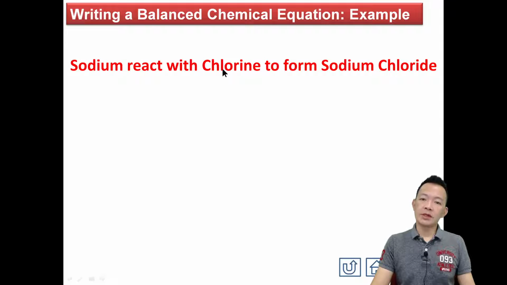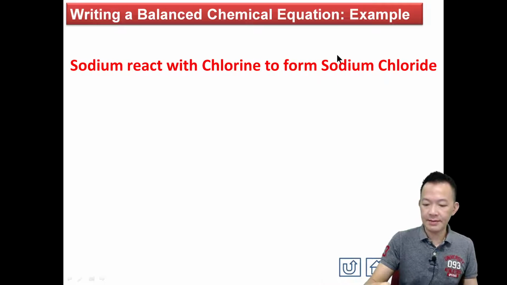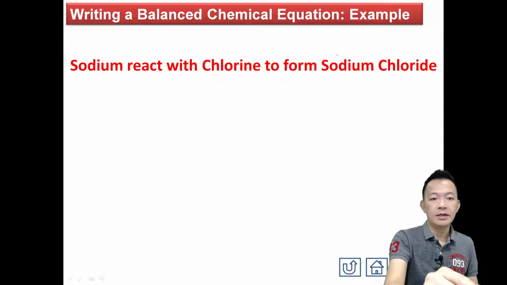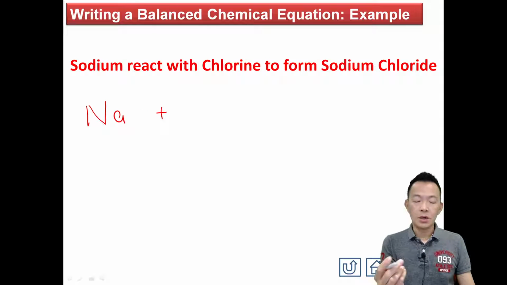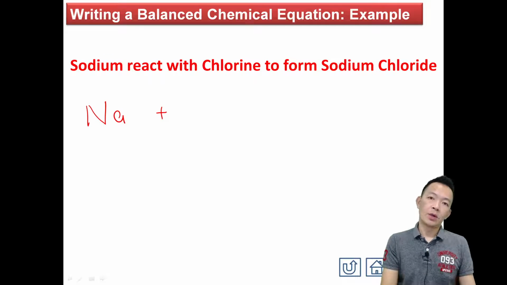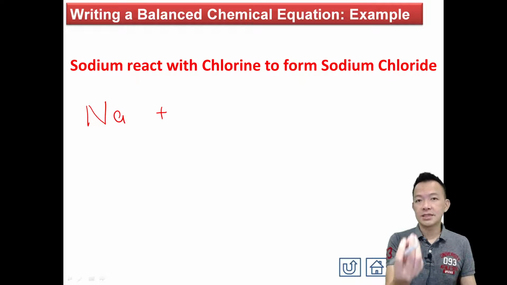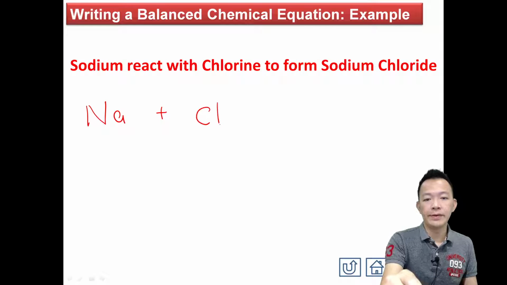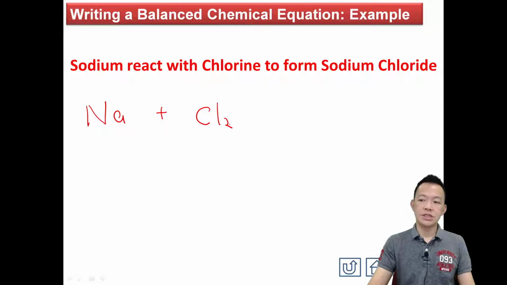Sodium react together with the chlorine to form sodium chloride. Sodium 跟 chlorine 起反应变成了 sodium chloride. But how to write the reactants? Sodium atom, 金属来的, react with chlorine. Chlorine is a gas and chlorine actually is a molecule in the nature. Chlorine 这种非金属啊, 在我们的大自然永远都是 molecule, so it will exist as a chlorine molecule, Cl2.